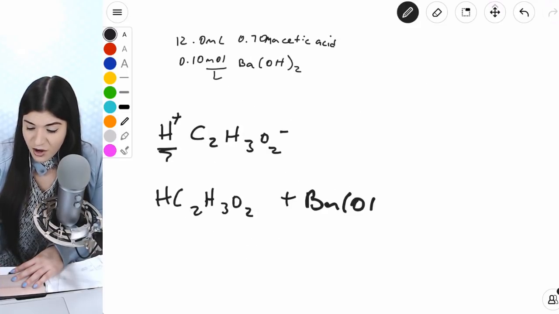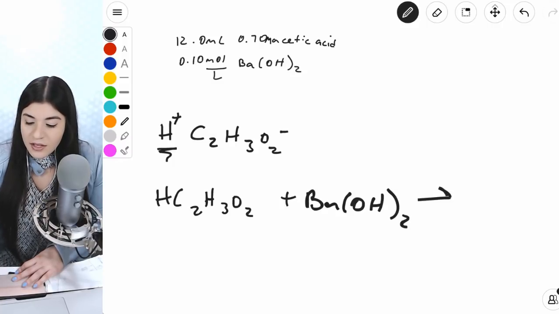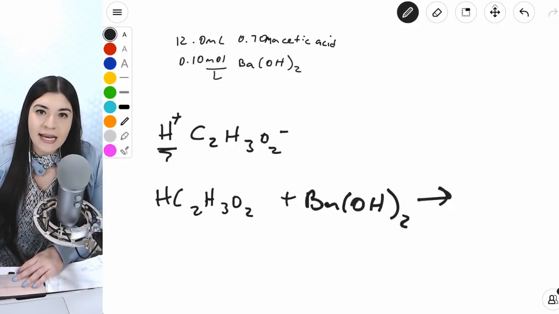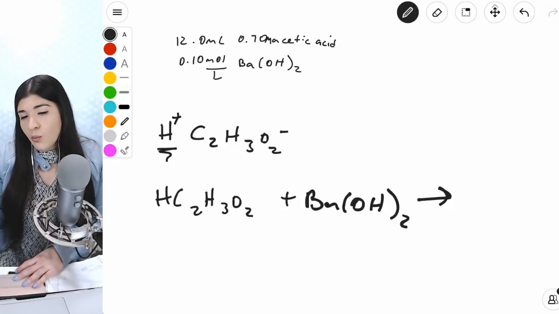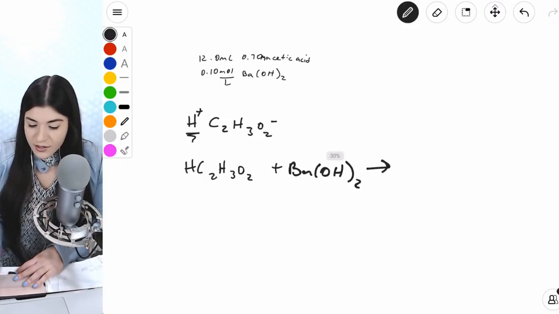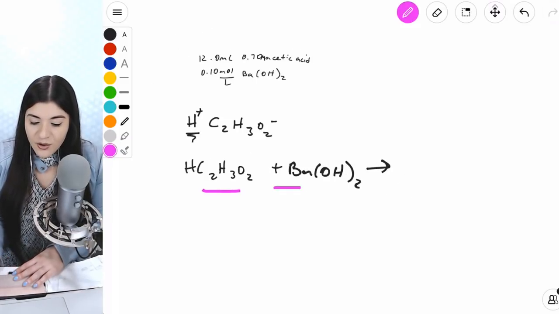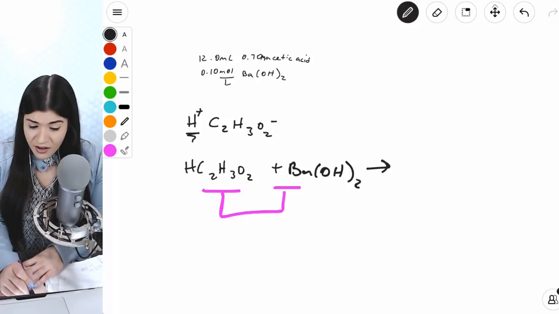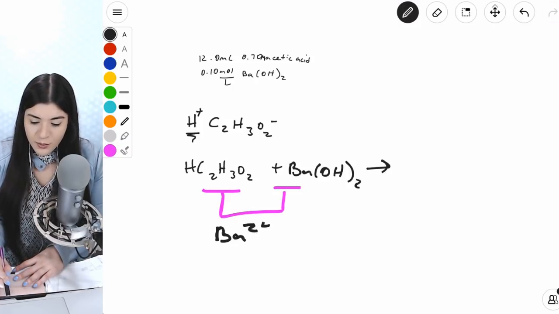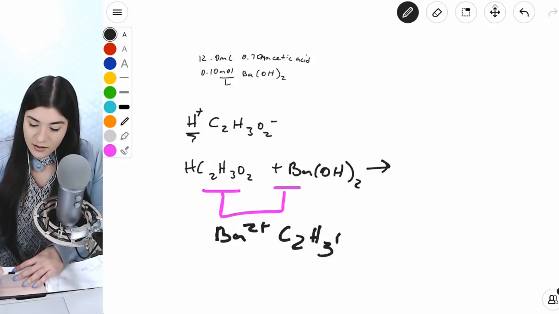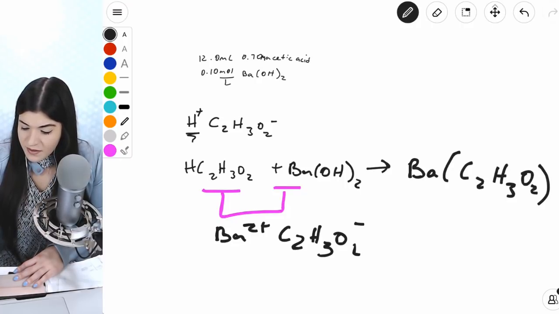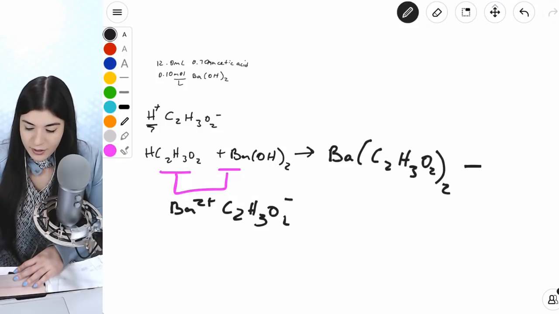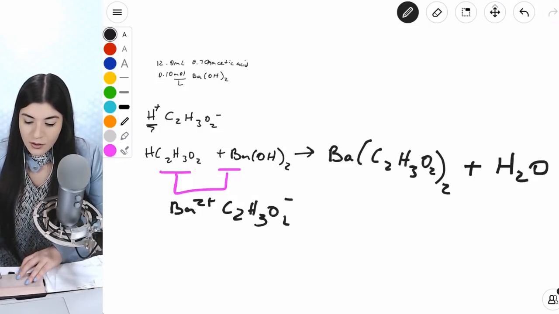Barium hydroxide. And then this will produce, anytime we have an acid and a base, or really a neutralization reaction, a salt and water. In our case, the salt is going to be the barium and the acetate combining together. Barium has that 2+ charge, acetate just has that 1-, and this has to be balanced. So I would write barium, parentheses, acetate, and then a 2 subscript. And then water will just be produced afterwards. Okay, so far that's what we have.